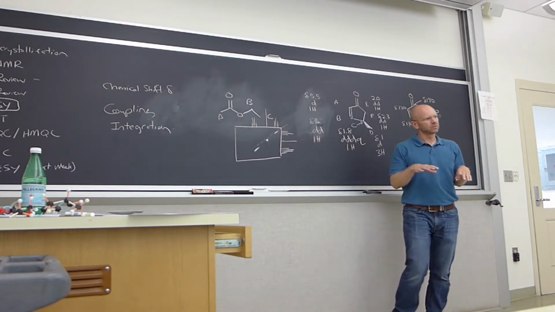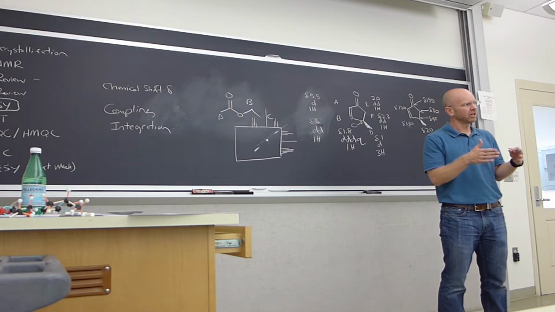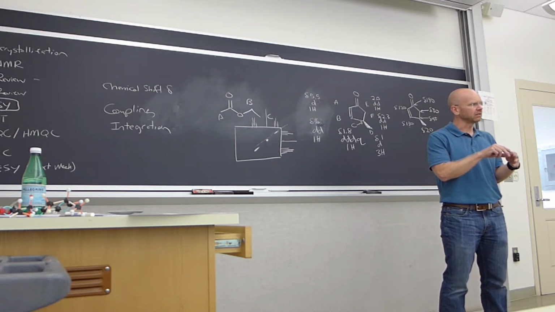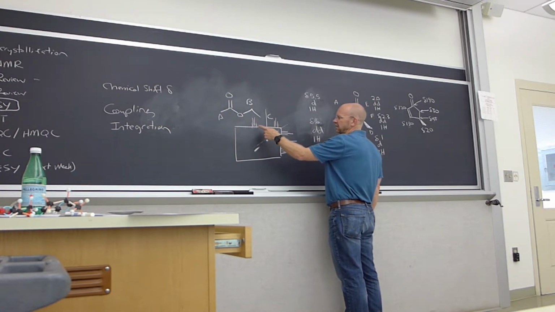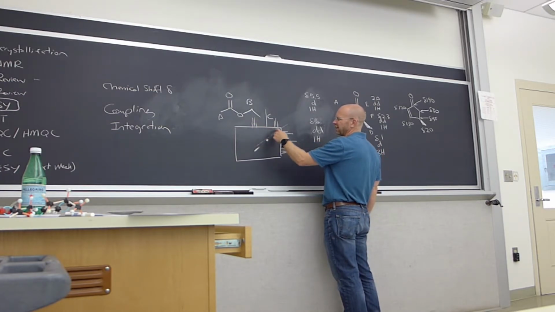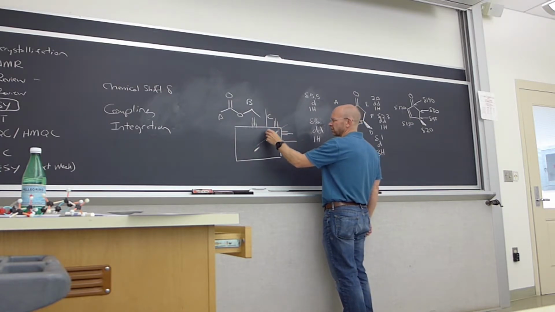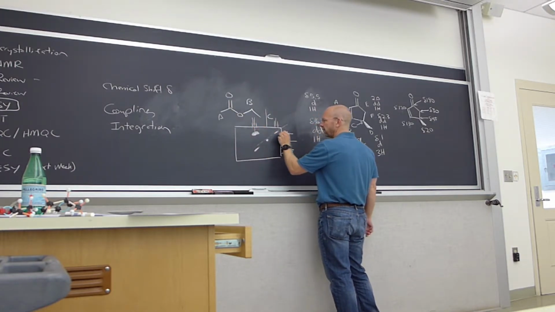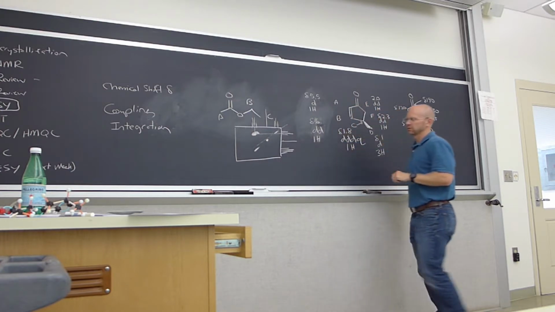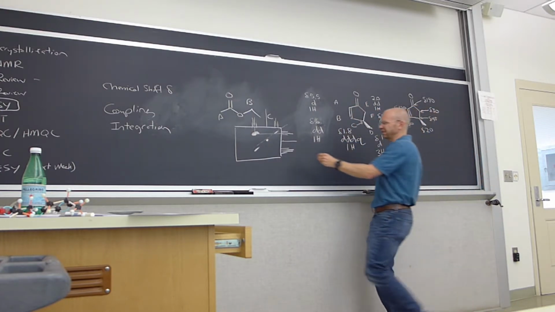What a COSY does for us, though, is any two groups that are coupling, a peak that is off-axis appears. So we predict that B and C, these two are coupling one another. We kind of know that because this one's a triplet and that's a quartet, and it makes sense with the structure. But what you would see on a COSY is an off-axis peak where those two groups exist. And you would see it in both positions.